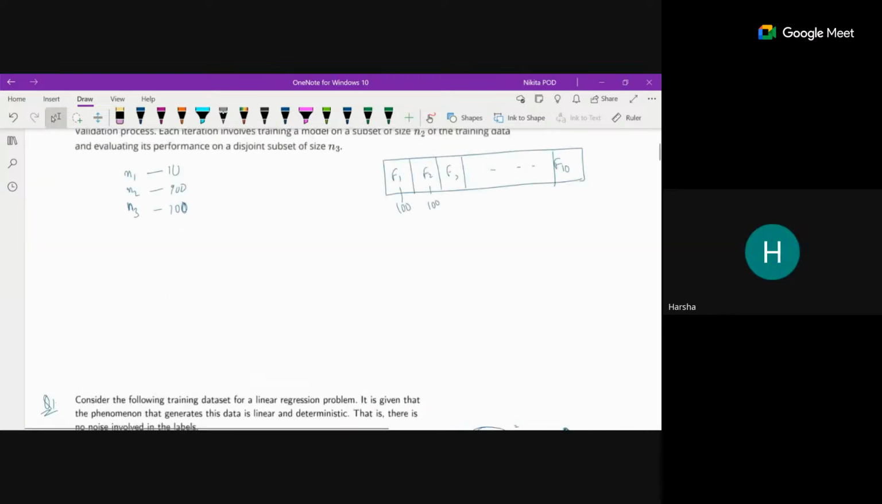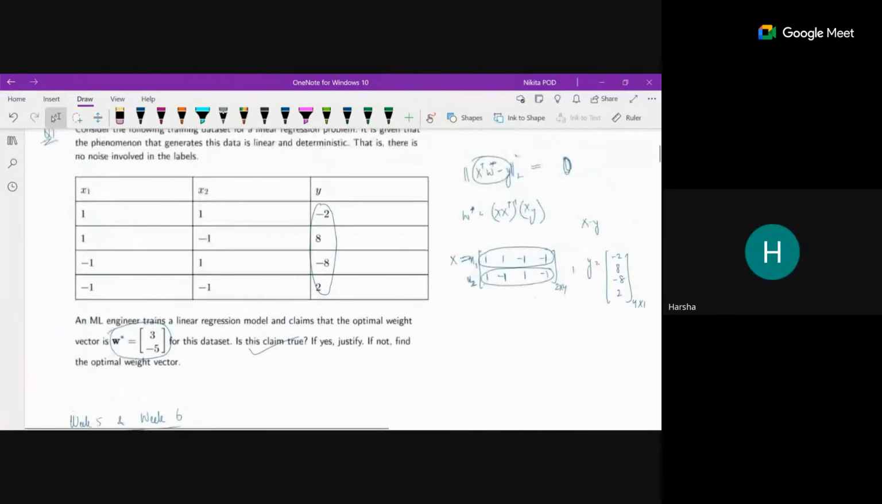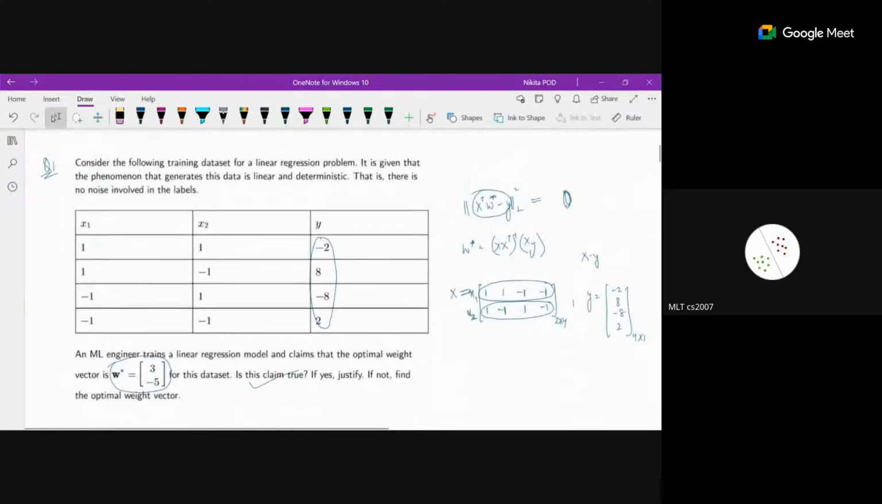X is always D cross M. Is that right? In these formulas? X is always D cross M, yes.